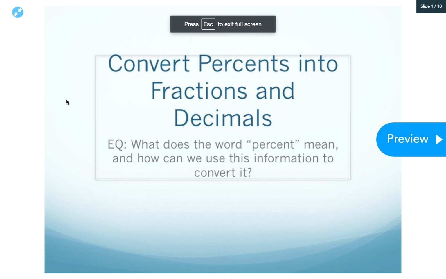Converting percents into fractions and decimals. Our essential question is, what does the word percent mean, and how can we use this information to convert it?